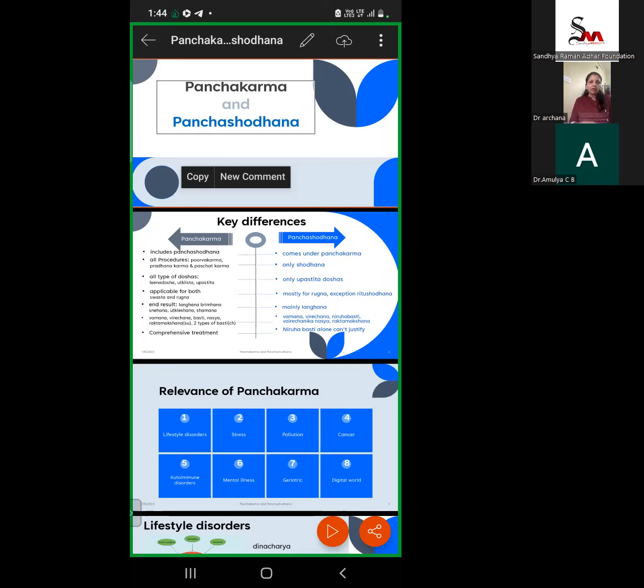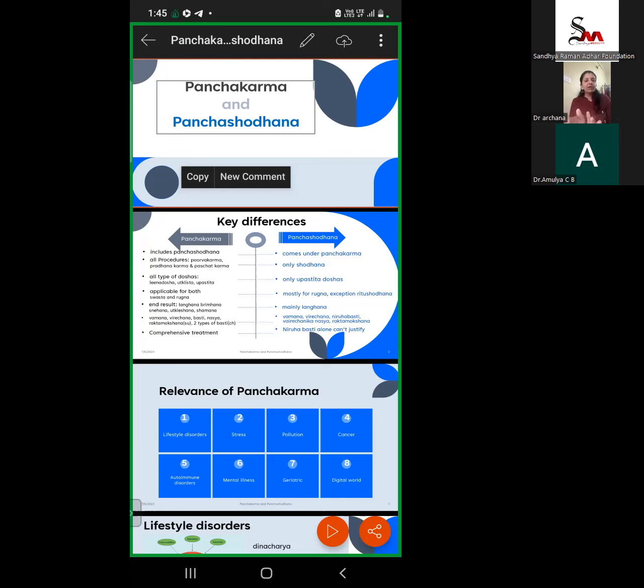So Panchakarma is a comprehensive treatment where it can be Brahmana, Snehana, Langhana, all. But usually Panchashodhana alone cannot be given. It has to include other types also. For example, Niruha Basti alone cannot be administered to a patient. It will cause Vata Vruddhi. You have to take the help of Anuvasana Basti also. So this difference is only for understanding rather than application.